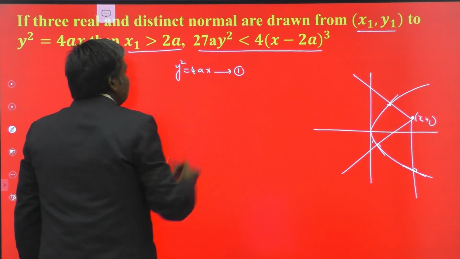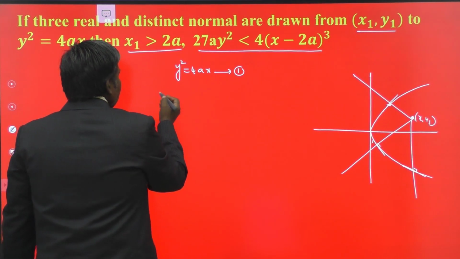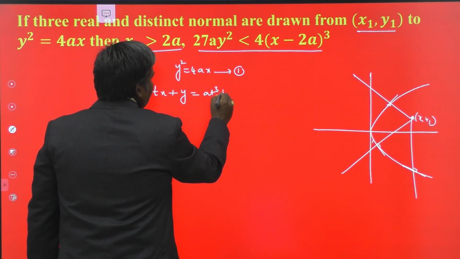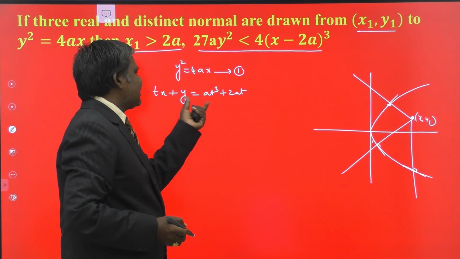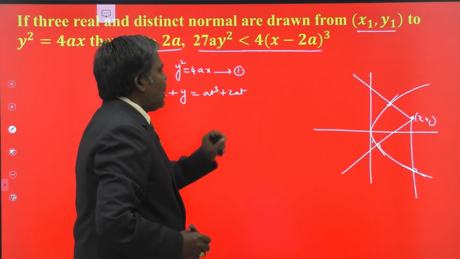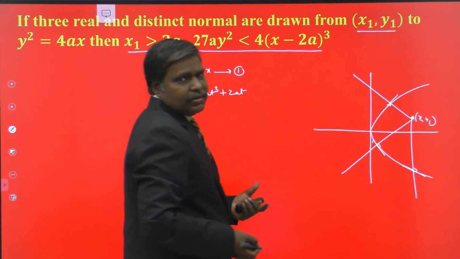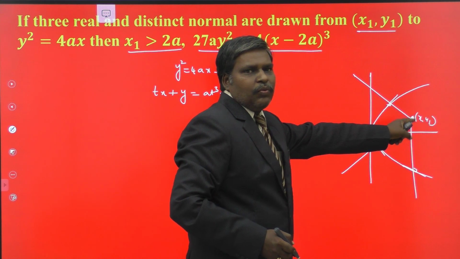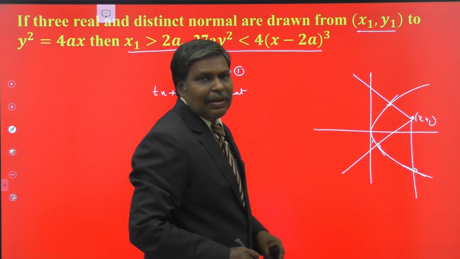All of you know the equation of the normal at P(t) to the parabola. What is it? tx + y = at³ + 2at. That means this is any normal to the parabola y² = 4ax at the point (at², 2at). If this normal passes through my point (x1, y1), it produces the result you require. Suppose this is the normal passing through (x1, y1). That means (at², 2at) is one of the three feet of the normals. That is the internal meaning.